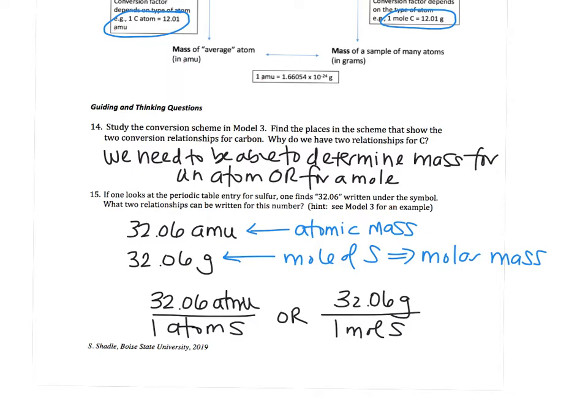How would we use them? Well, what if we knew atoms and we wanted to get the mass in AMU? Or if we knew AMU and wanted to get the number of atoms? Or if we knew a mass in grams and wanted to know how many moles of sulfur? Or if we started with moles of sulfur, we could go to grams.